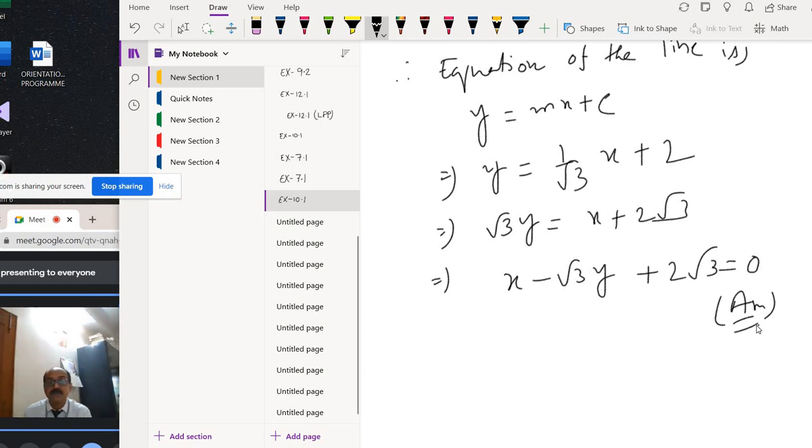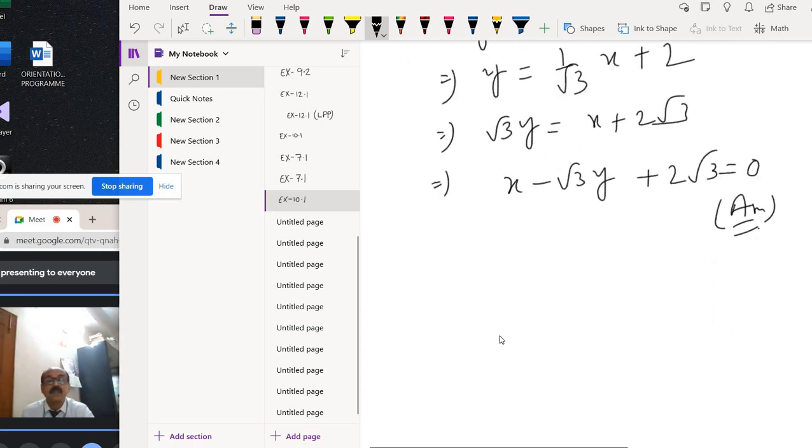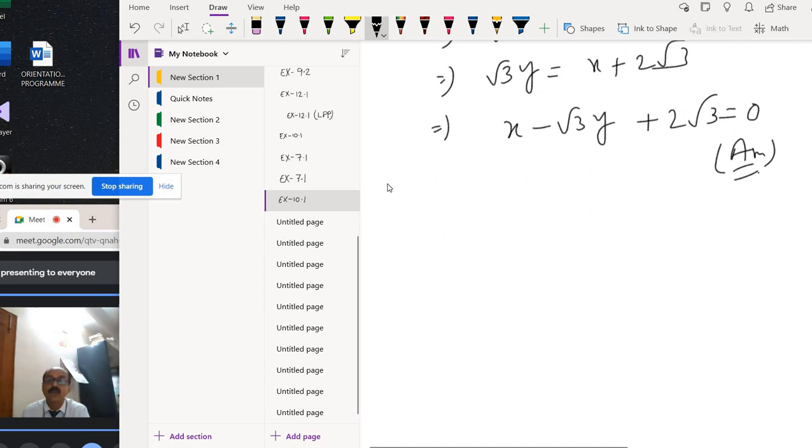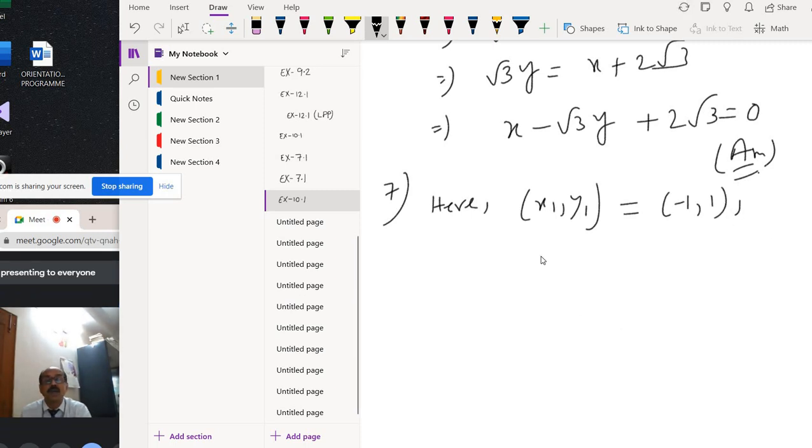Next, question number 7. Passing through the points minus 1 comma 1 and 2 comma minus 4. So here x1, y1 equal to minus 1 comma 1, and x2, y2 is equal to 2 comma minus 4. So these 2 points are given. Find the equation of the line.